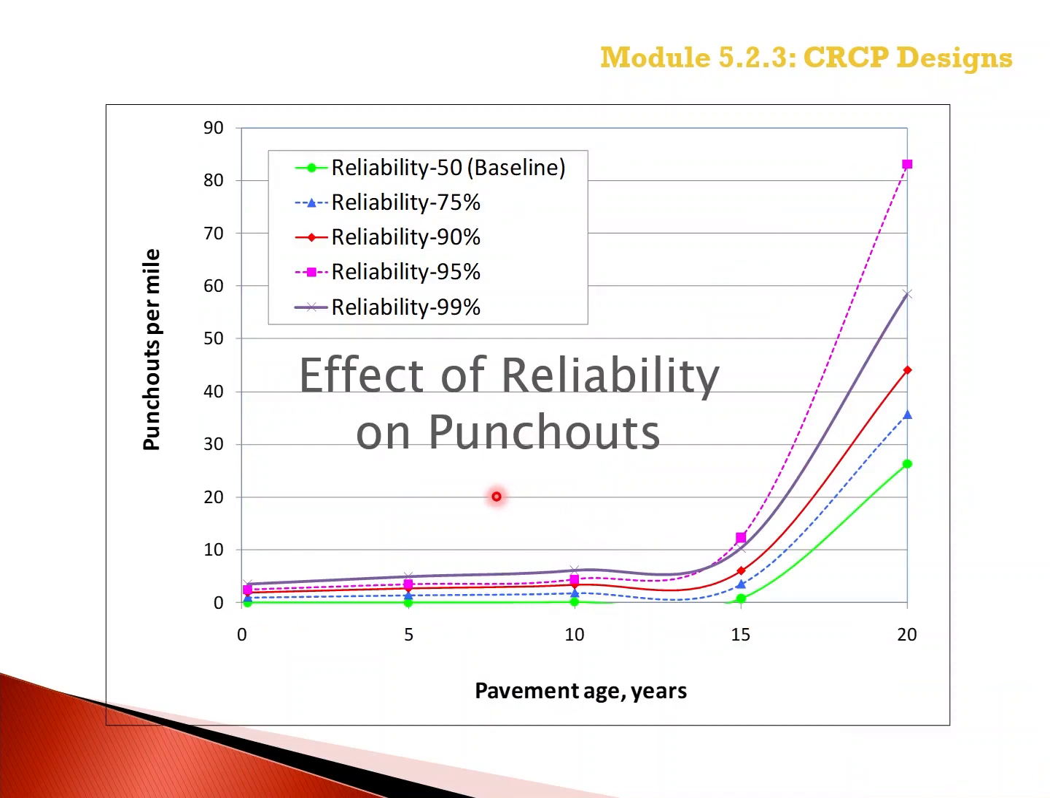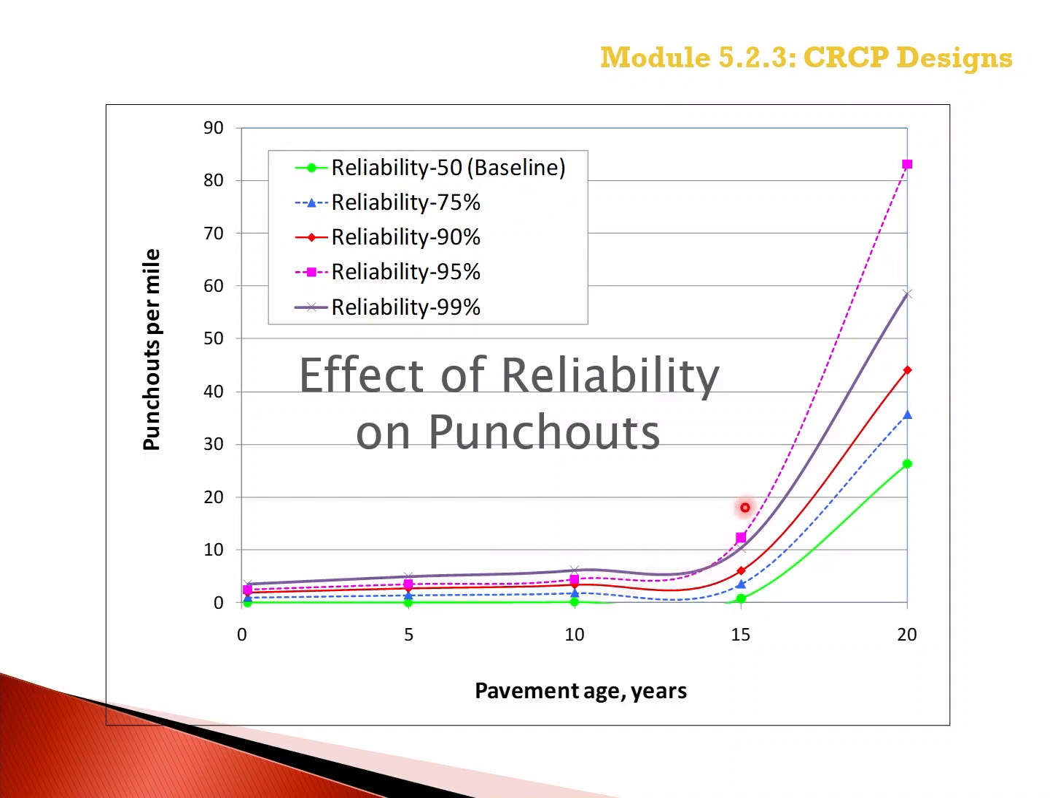Also, the effect of reliability on the punch outs. As for most of the other distresses and other pavement design strategies, the reliability does have a significant impact on the number of punch outs, but its magnitude of impact is affected by the standard deviation of the residuals. So the more accurately we predict the outcome, the lower the standard deviation of the residual and the less of an impact of reliability on our final design.